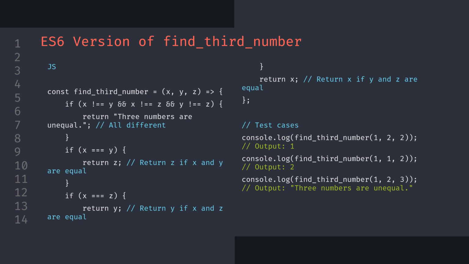The ES6 version uses arrow functions for a cleaner and more concise code. The logic is identical to the ES5 version, ensuring the same results.